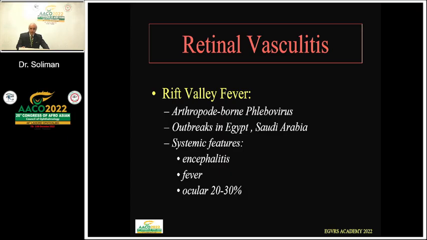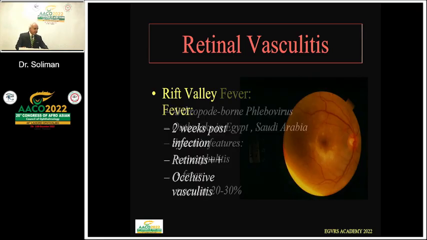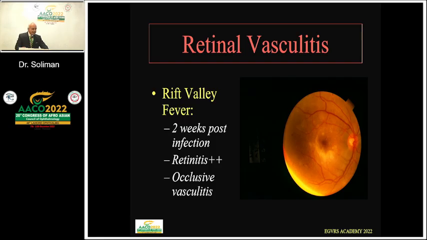Rift Valley fever. Have you seen Rift Valley fever? Anybody? Well, you will see it because it's spreading. So what is Rift Valley fever? This is an arthropod-borne phlebovirus, and the presentation is usually severe headache because it's a neural infection. If they survive, they are going to present with visual disturbances. Why is that? Because they develop retinal vasculitis and retinitis.